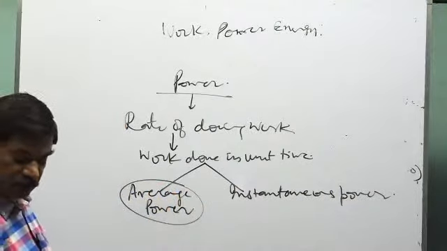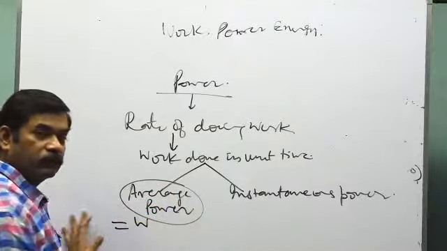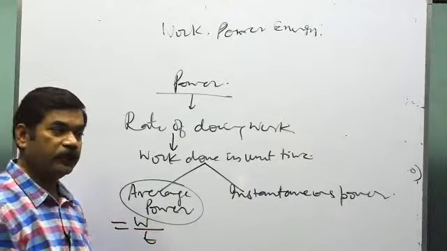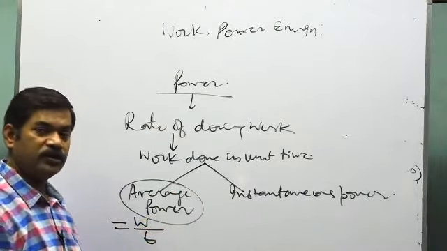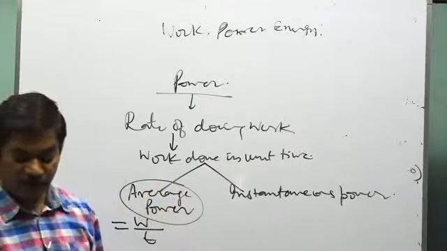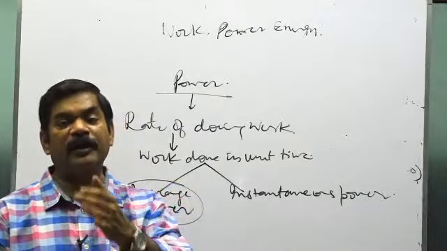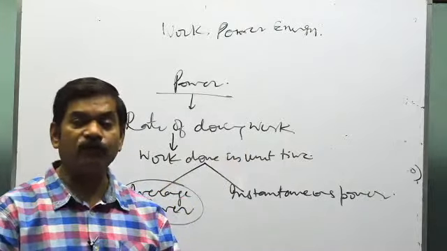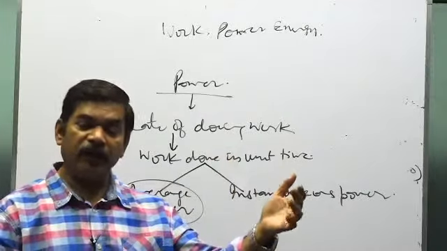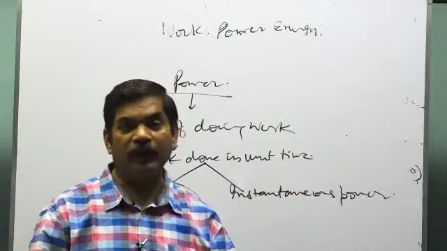Average power will be the total work done, W, in the time interval in which this work is done. A time interval will be given to you. You will calculate how much work is being done in that time interval, and you will divide that work done by the time itself. So you will get the average power.